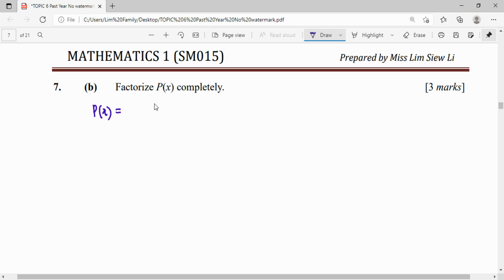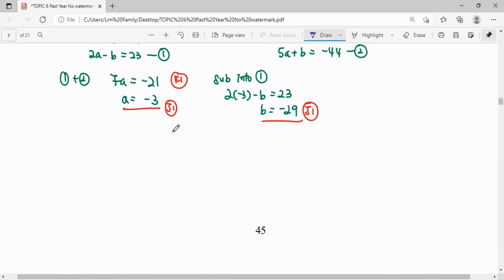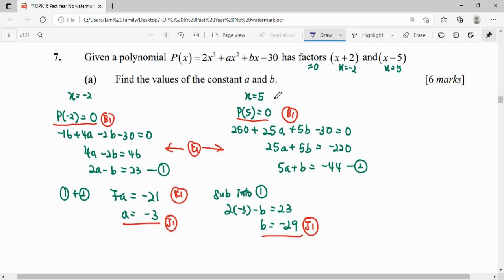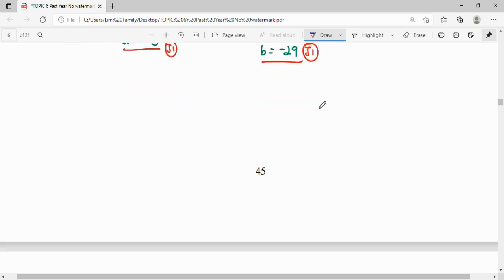Our polynomial will be equal to 2x cubed, where our a is negative 3, b is negative 29, and then minus 30. So when I want to factorize it completely, I have to divide it by our factors. So just now we are given two factors here. So we're going to divide by these two factors in order to get another factor. You can see when we have a polynomial in cubic, it means we will have three factors. When our polynomial is quadratic, we will have two factors. So our divisor here will be our factors.